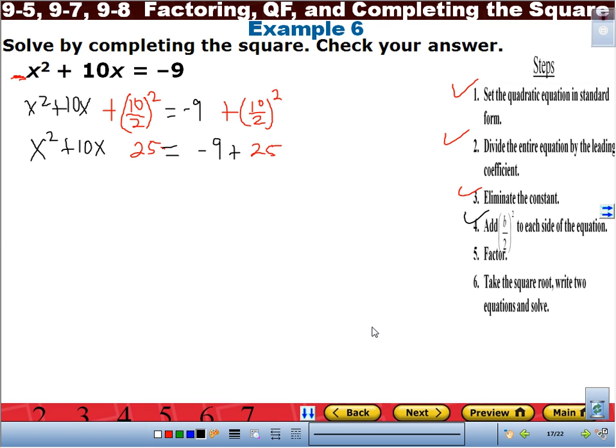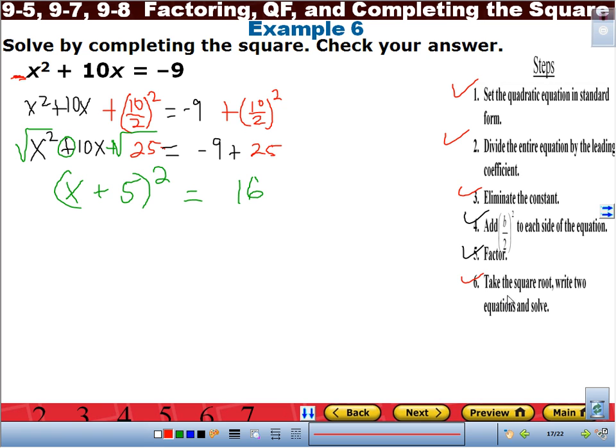Okay, so we're done with step 4. Step 5. Factor. So once again, square root of x squared, x. Square root of 25, oh, this was plus 25. Square root of 25, 5. What is the middle term, the sign? A plus, so this is x plus 5 squared. Let's simplify this. 25 minus 9, 16. All right, so we're done with the factoring.